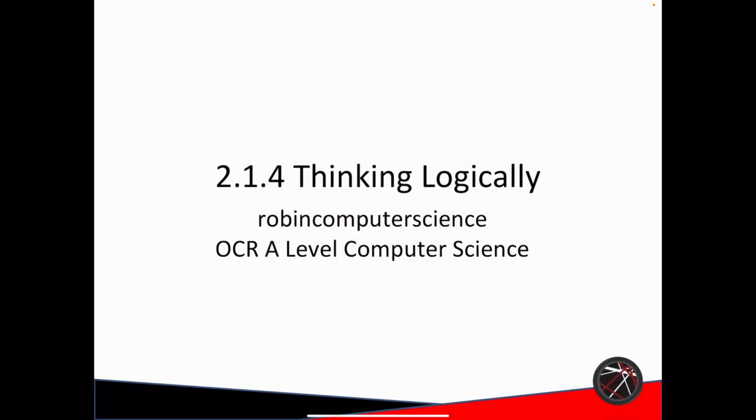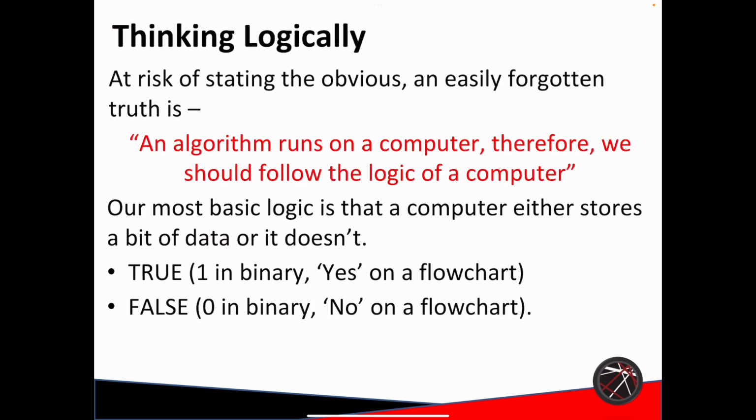This is part of component 2 for the OCR A-Level Computer Science. Thinking logically is where we really need to start thinking like a computer does. So as you can see there, an algorithm runs on a computer, therefore we should follow the logic of a computer. And ultimately, a computer uses electricity that is either there or it's not, and therefore we have a true or a false state, and therefore we use that to our advantage. And obviously we use things like 0s and 1s in our calculations to represent data, etc.